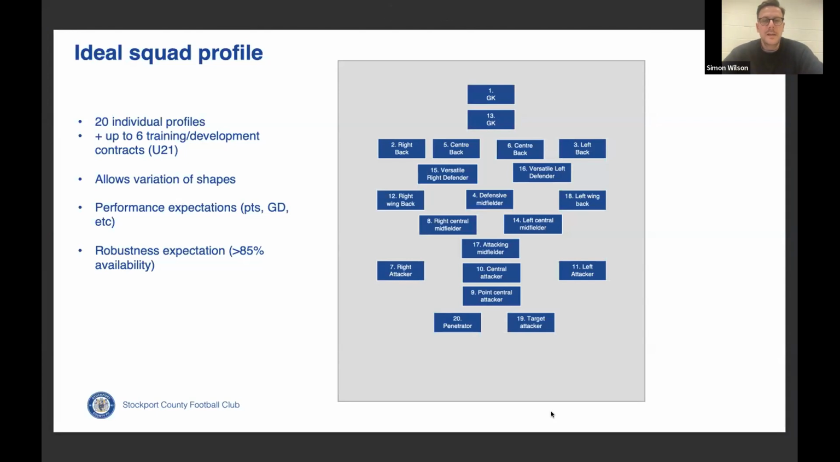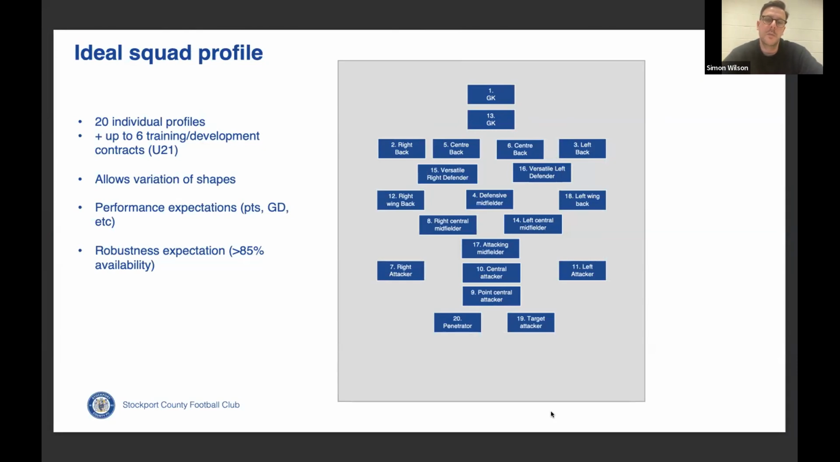I guess starting to get into the detail of how we start to profile our squad. We've always worked on a lean squad of 20 profiles, with giving space to development players outside of that, because we know at some point in our journey we're going to need to develop our own. Certainly our first phase is about acquiring talent.